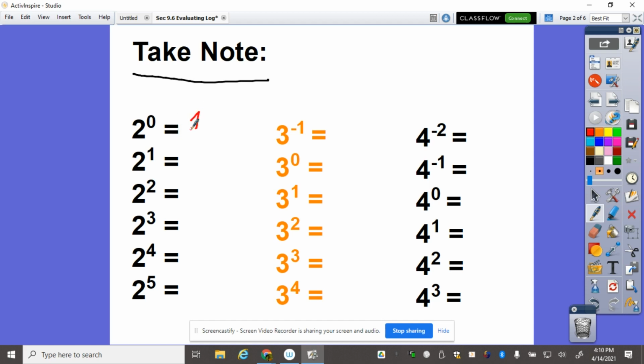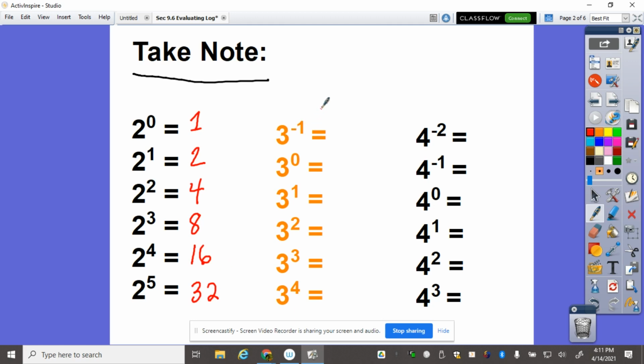2 to the 0 is equal to 1. Anything raised to 0 is equal to 1. 2 to the 1 is, no, my bad, 2 to the 1 is 2. 2 squared, or 2 times 2, is 4. 2 to the third power is 8, because 2 times 2 times 2 is 8. 2 to the fourth is 16. And 2 to the fifth power is 32.